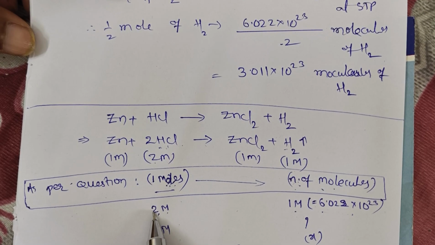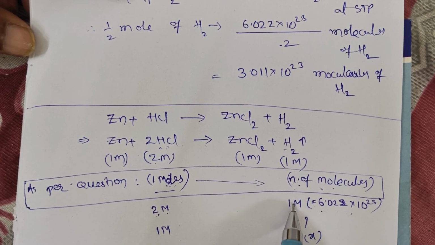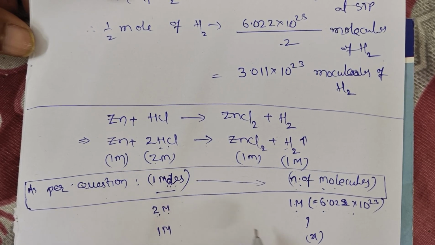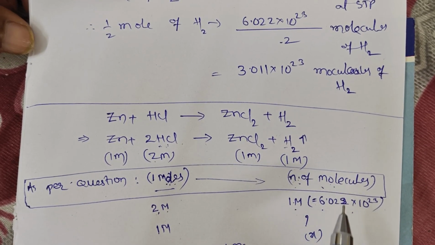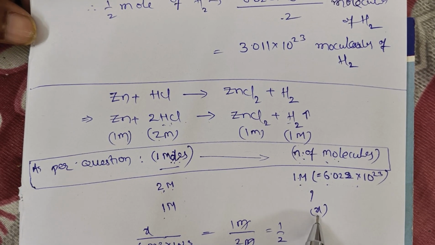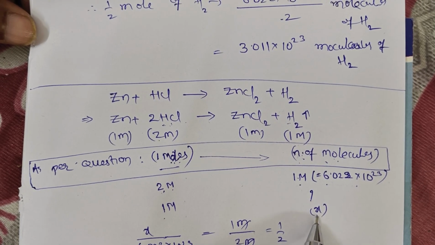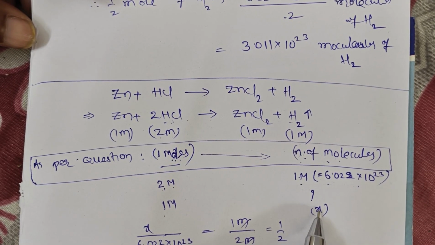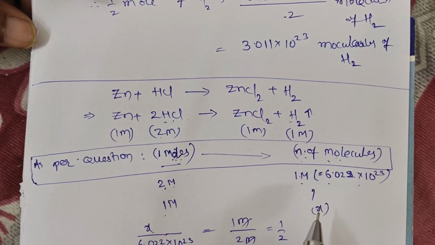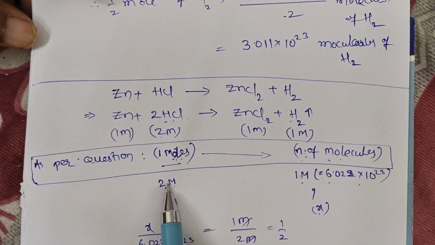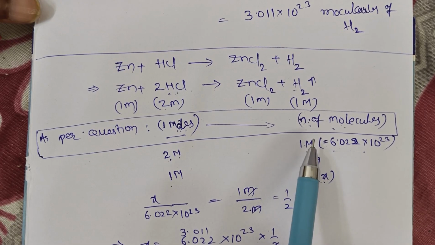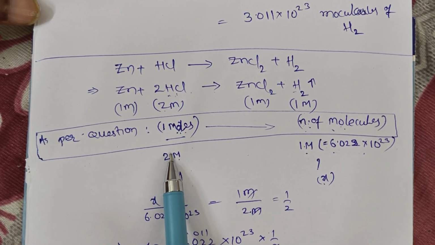So the first line you should write according to the balanced chemical equation, and the next line according to the question. 1 mole of HCl gives how many hydrogen molecules? 1 mole of HCl gives how many particles of hydrogen gas? Write x for that. Next, it is just direct proportion: x by this is equal to 1 by 2, 1 mole by 2 moles, right? This by this is equal to this by this.